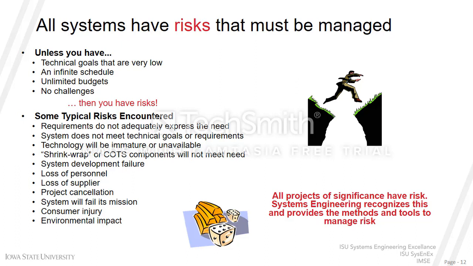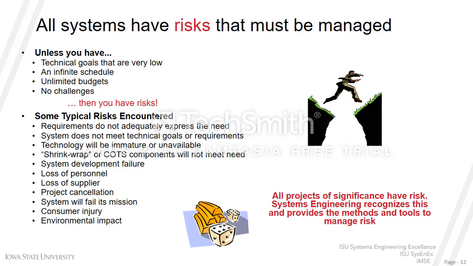The system does not meet the technical goals or requirements. That could be because of requirements, or it could be because of delivery to said requirements. The technology will be immature or unavailable. Certain fields, especially in the computer or technology field, technology is changing very rapidly, and there may be a risk that your technology is immature or conversely is outdated by the time that you're done, and that may be a balance. Shrink wrap or commercial off-the-shelf components will not meet the need. Rather than custom build, if you go and purchase something right off the shelf exactly as is, it may not be tailored to your specific need.